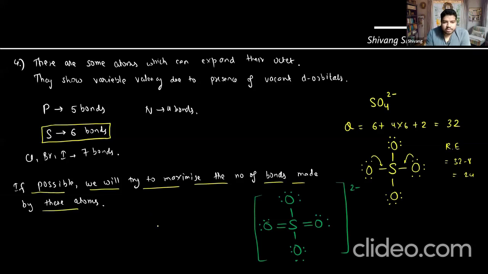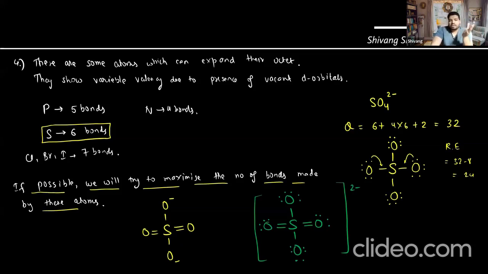Similar formal charge calculations will be there. You can try doing it. This O will come out to be -1. This O will come out to be -1. And then these two will be the neutral oxygens, right? Fine. So these are some of the steps which we should follow.